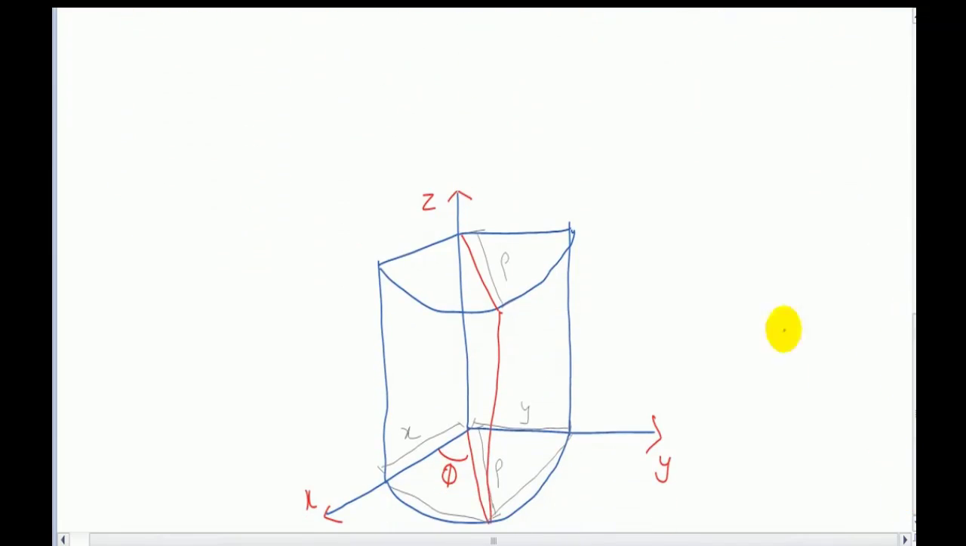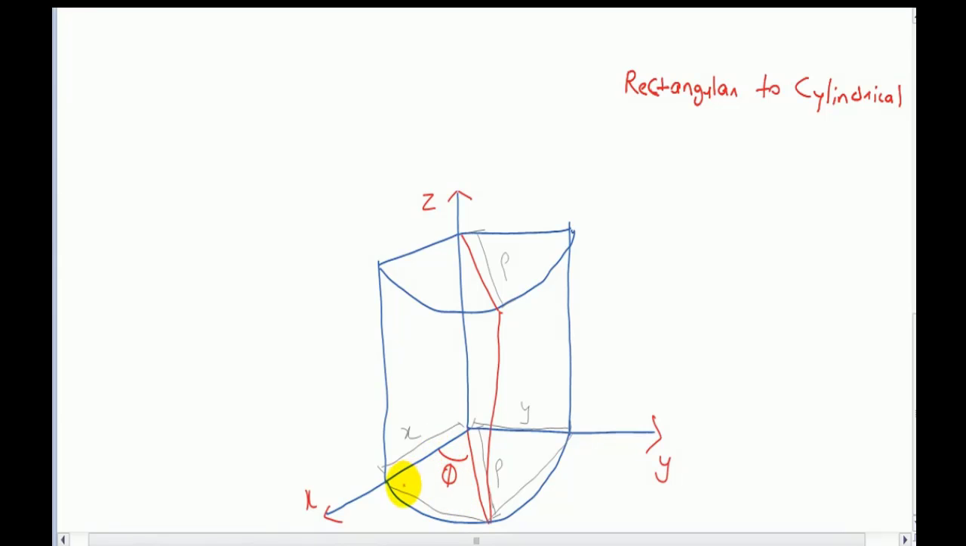Now if I talk about the relation of the cylindrical coordinate system with the rectangular coordinate system, if I want to convert rectangular to cylindrical, that is, I want to find what rho is in terms of x, y and z.